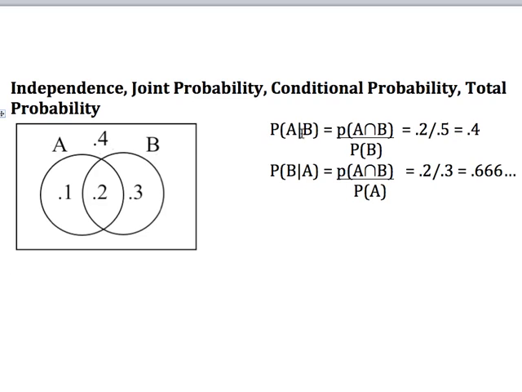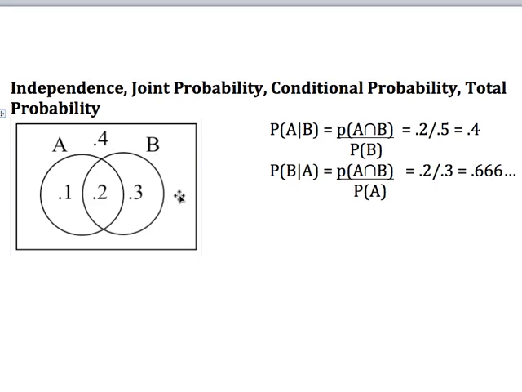This is the formula for conditional probability. The probability of A given B is the probability that A and B both happen divided by the probability that B happens. Now this actually follows some things we've said before, but this is another way of seeing it.